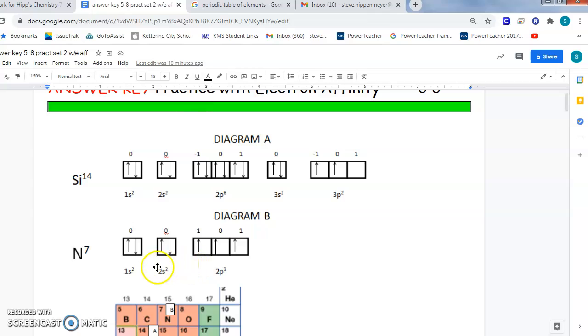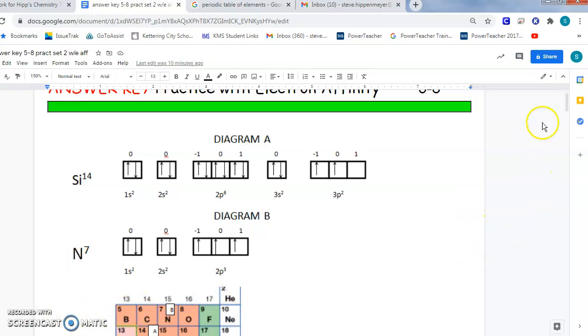Who's this diagram? 1s2, 2s2, 2p3. That would be nitrogen. 2 in the s, 2 in the s is 4, and 3 in the p is 7. Now, of course, we know that we could tell this was nitrogen another way.